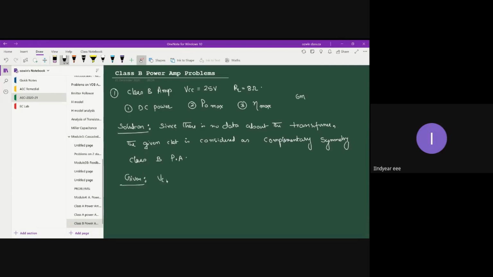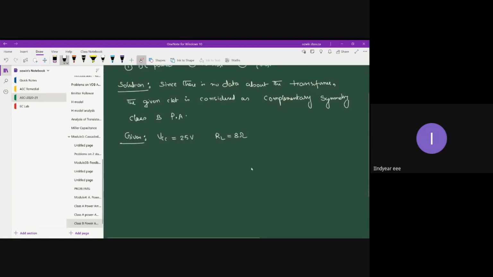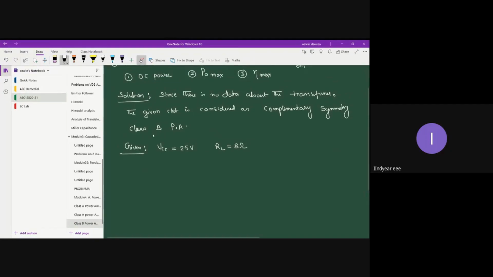Now let us write down the given data. So VCC is given 25 volts. Then you have been given with the load detail 8 ohm. So two things are given. Now let us start finding out the unknowns, that is the DC power, maximum power output, and eta maximum. So first let us write DC power.